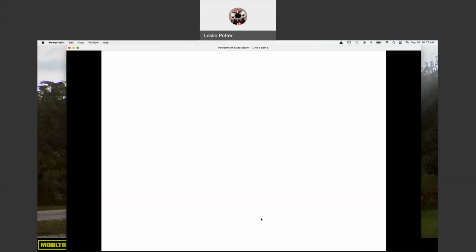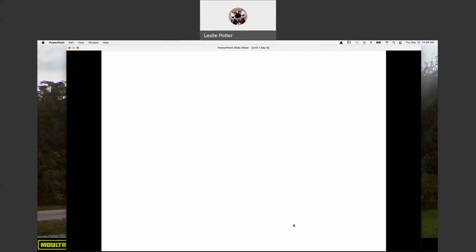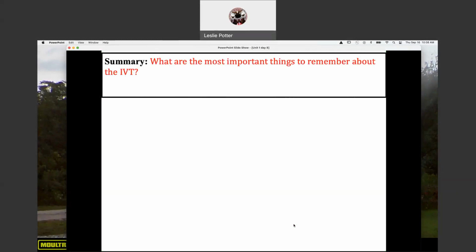Okay, whoops, click too soon. So any questions about the takeaways? Okay, so I'll put the intermediate value theorem card up there. That'll be there starting tomorrow. I'm not quite sure why that's blank. Oh, there we go. What are the most important things to remember about IVT? I call it IVT, intermediate value theorem.